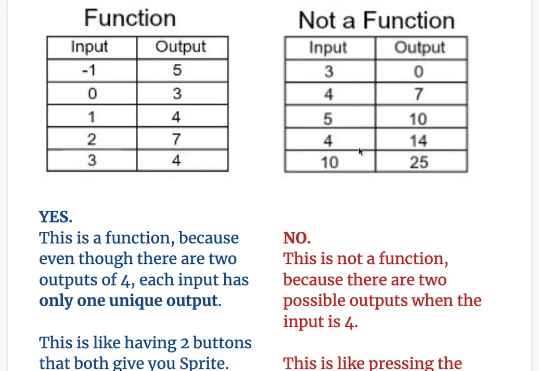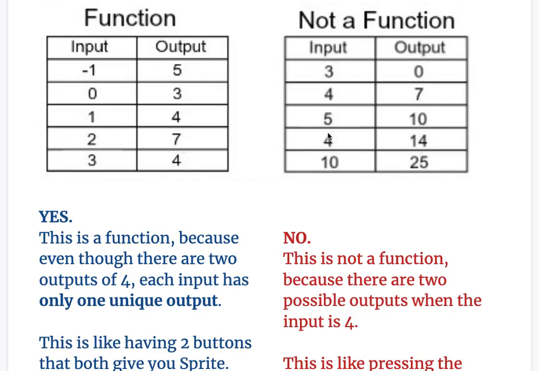So look at the table that's not a function to see what I'm talking about. Here, if I press 4, sometimes I get a 7, and sometimes when I press 4, I get a 14. That's not okay. That's unpredictable. I can't depend on this function to work, so it's not a function. I will have two different outputs whenever I press the same input.